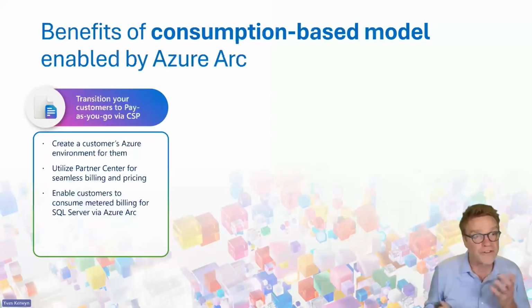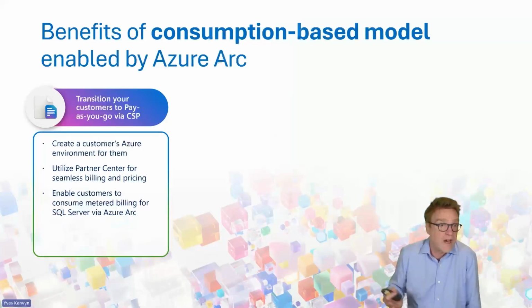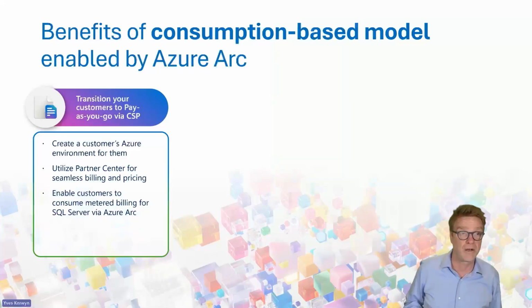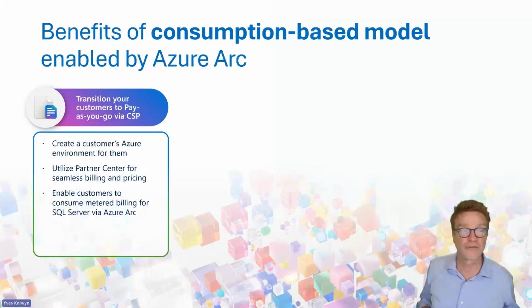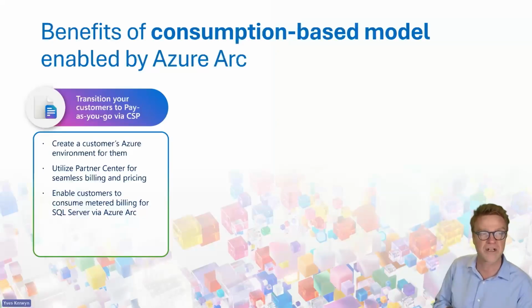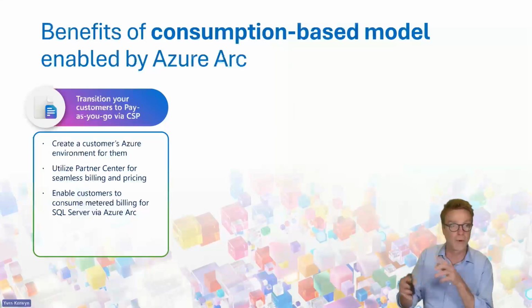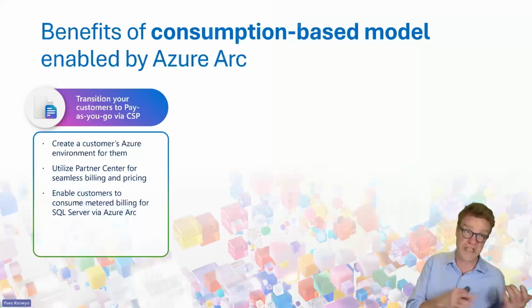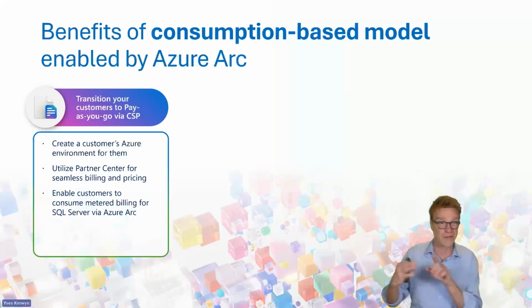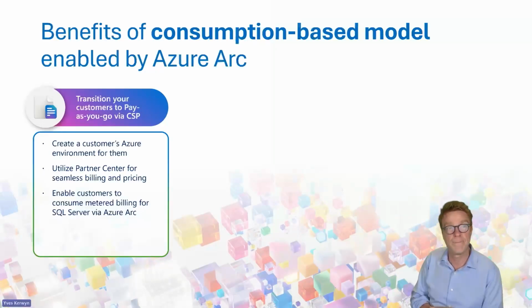So how does that work? You transition your customer to pay-as-you-go license via CSP. So you create an Azure environment subscription, basically, to a CSP license as a partner. You use the partner center for the billing and the pricing, and you enable the customer to consume metered billing of SQL Server via Azure Arc. So that's the beauty. You don't buy upfront SPLA licenses. You don't report about the number of SPLA licenses you have been using the last month. You simply have your SQL Server via Azure Arc connected to Azure, and there the metering starts for the pay-as-you-go bill that you will get.